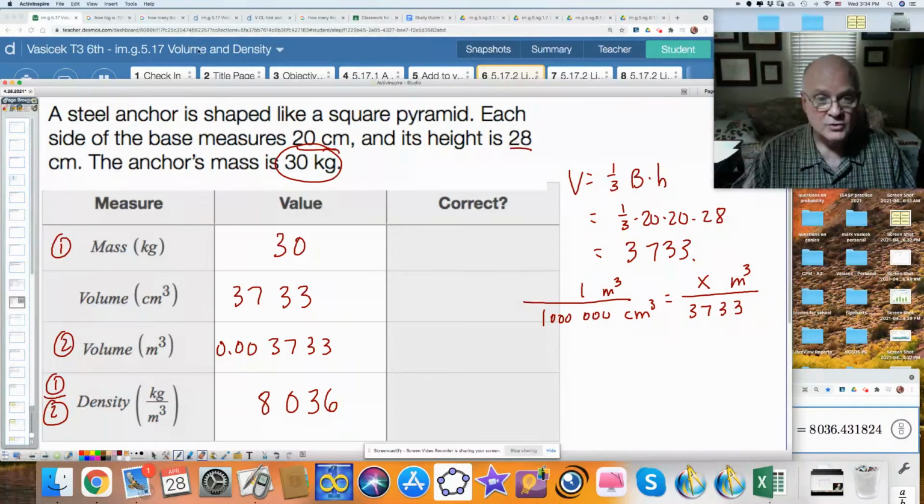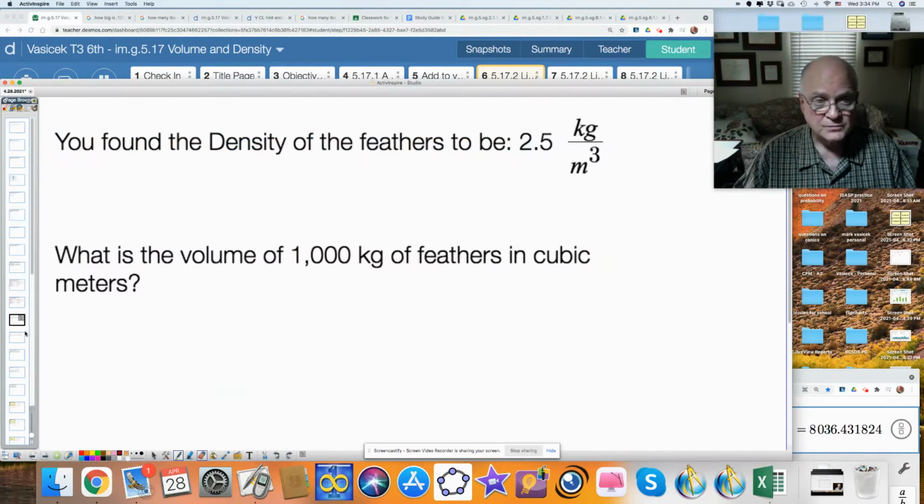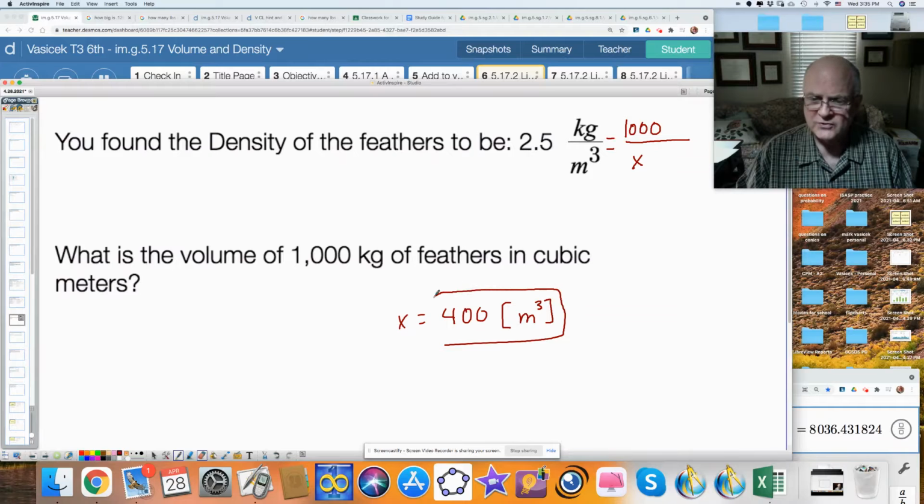So let's go to the next problem, which was we found the density to be 2.5 kilograms per cubic meter. What is the volume? So we're looking for this guy of 1,000 kilograms. If you cross multiply, you end up with X is equal to 400 cubic meters. Now, what does that look like? How much is 400 cubic meters? Would this fit into your room? Would it fit into a gymnasium? Would it fit into the back of a truck? Would it fit in a bread box?